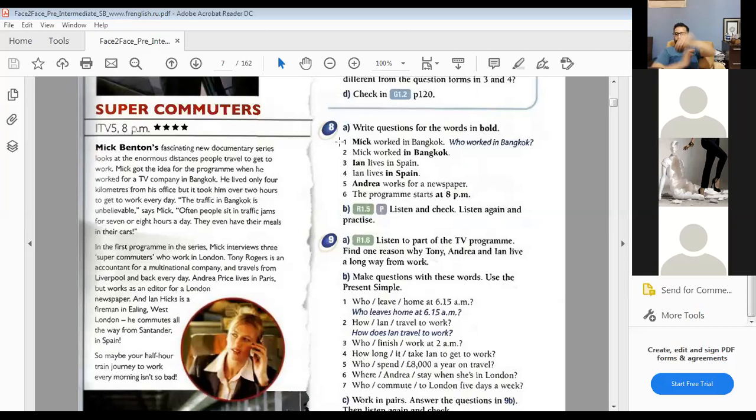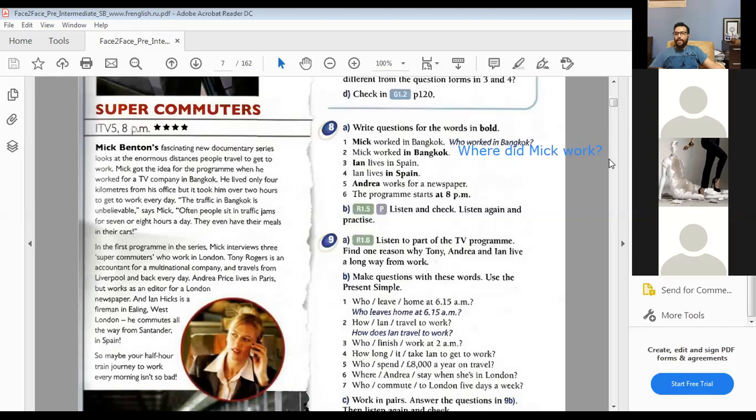So Mick worked in Bangkok, and the question is, number one, Mick worked in Bangkok. Who? Question who, because we want to ask about Mick, yeah? But what about question number 2, Malak? Where? Exactly. Where did Mick work? Correct. Let's write it. Where did Mick work? Do we say work or worked? Work, because we already used did. Where did Mick work? Correct. That's right.